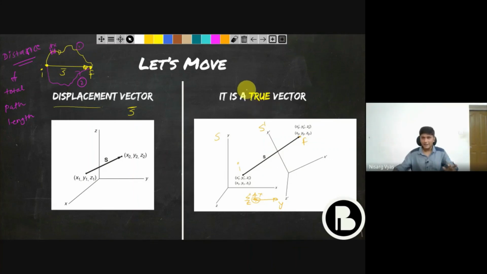True is a very important word here. Because what is true in the sense of vector, it should not change itself whenever we transform the coordinates. Its length and its direction should be the same.